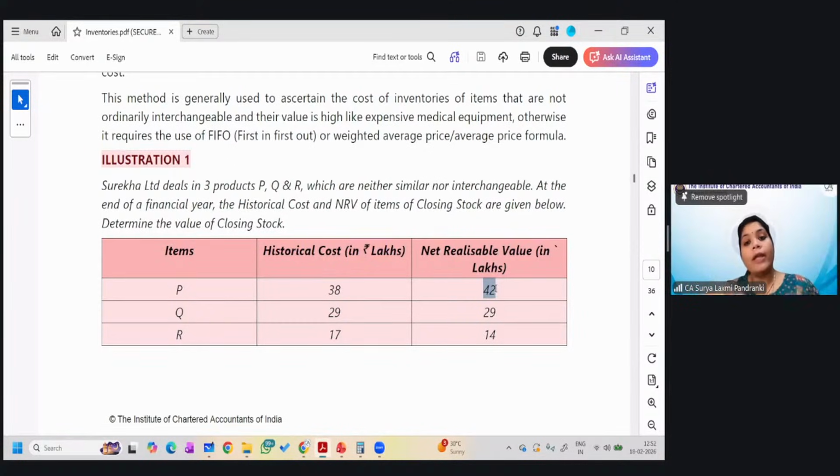Now, when you are showing it in your closing stock, the standard has given you an option that you can only record it at NRV or cost, whichever is lower. Whichever is lower only has to be recorded, right? Which means what?